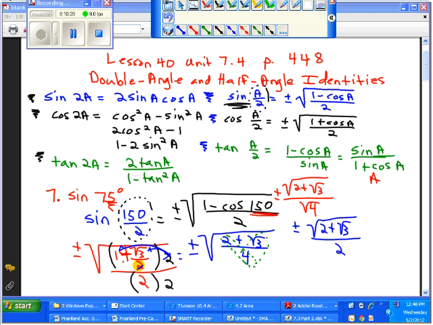Now, it's positive or negative, but it's not both. Because we got to go back to the original. The original was sine 75. What quadrant is that in? 1, where everything is positive. So we're going to take away the minus part of that and just make it a positive square root of 2 plus square root 3, all over 2. It ended up being positive because it was in quadrant 1. Let's see how we got that.